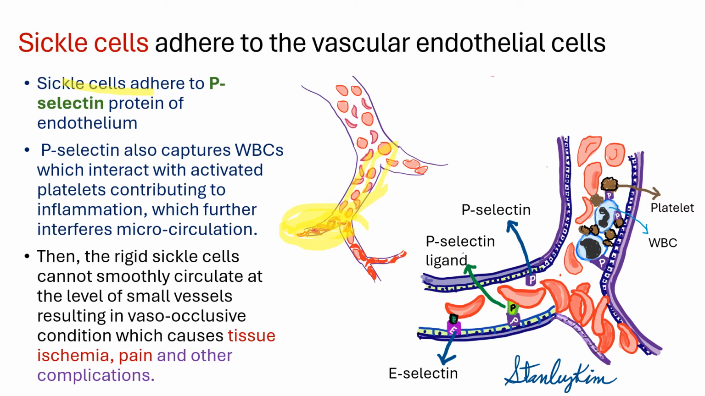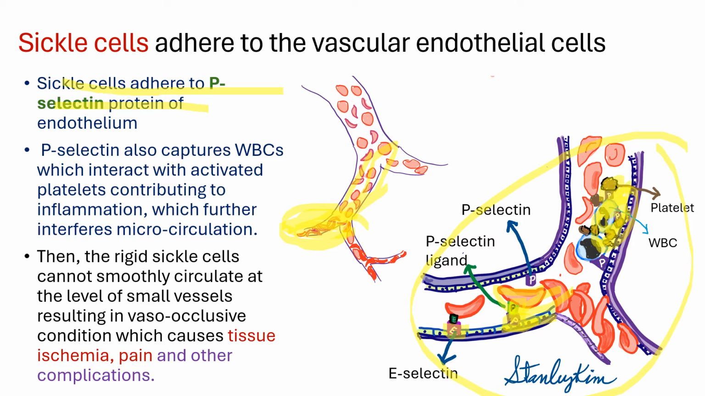That's not the only mechanism why sickle cell patients have vaso-occlusive crisis. Sickle cells also adhere to the P-selectin protein of the endothelium. Please look at this picture. The endothelial cells have P-selectin protein and E-selectin. Especially, the sickle cells have a P-selectin ligand and bind the P-selectin of the endothelium. So they get stuck. In addition, the P-selectin also captures red blood cells, which interact with activated platelets, contributing to inflammation, which further interferes with the microcirculation.